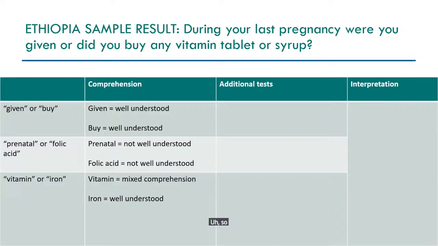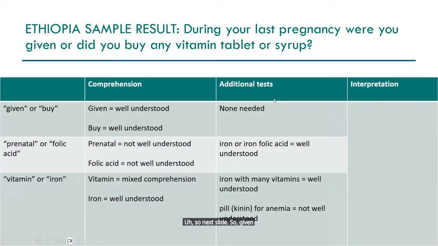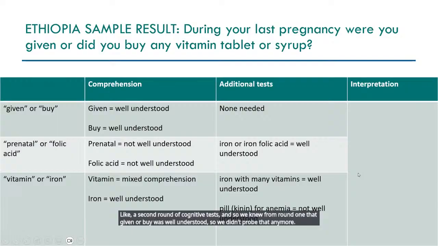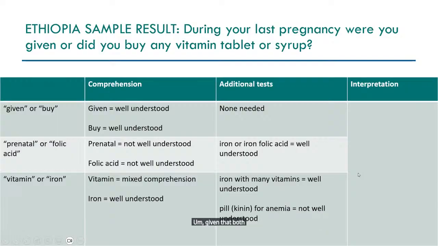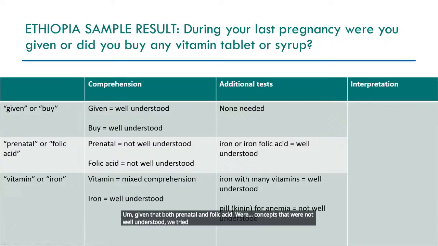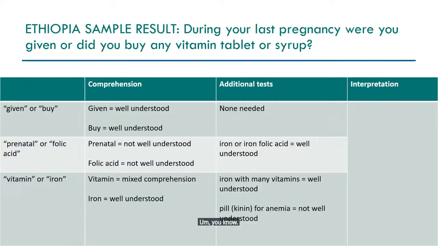So, next slide. Given our results, we decided to run a second round of cognitive tests. We knew from round one that "given" or "buy" was well understood, so we didn't probe that anymore. Given that both "prenatal" and "folic acid" were concepts that were not well understood, we tried a new one where we just said "iron" or "iron folic acid," particularly because we knew iron was well understood. Framing the prenatal folic acid in this way definitely cleared things up, and it was much better understood in the additional tests.